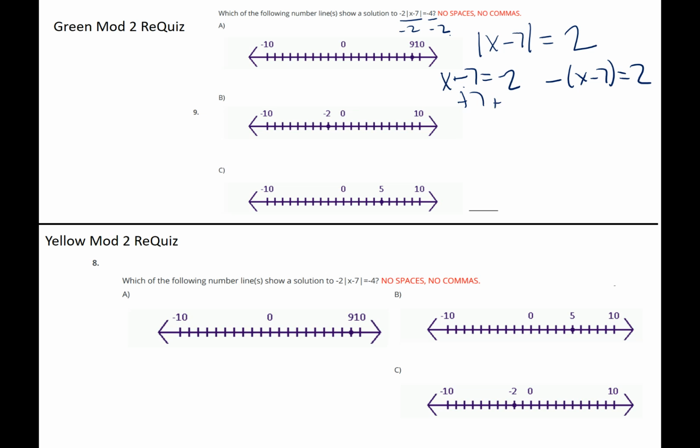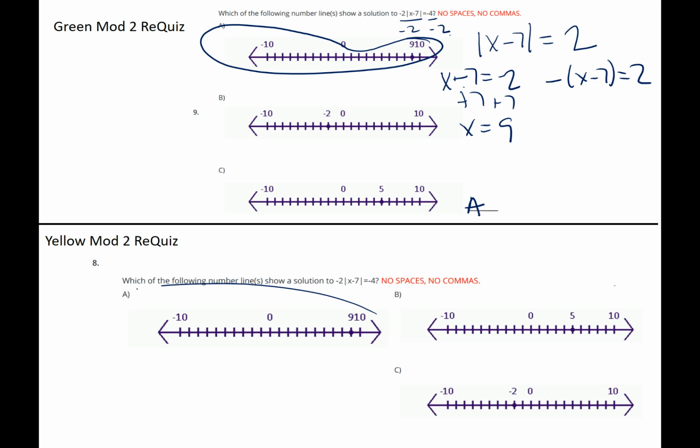Here I'm going to add the 7, so x equals 9. So again, I'm looking for that dot 9. So this one has the 9 dot on it, so I would type in an A. On this one, it's an A as well.